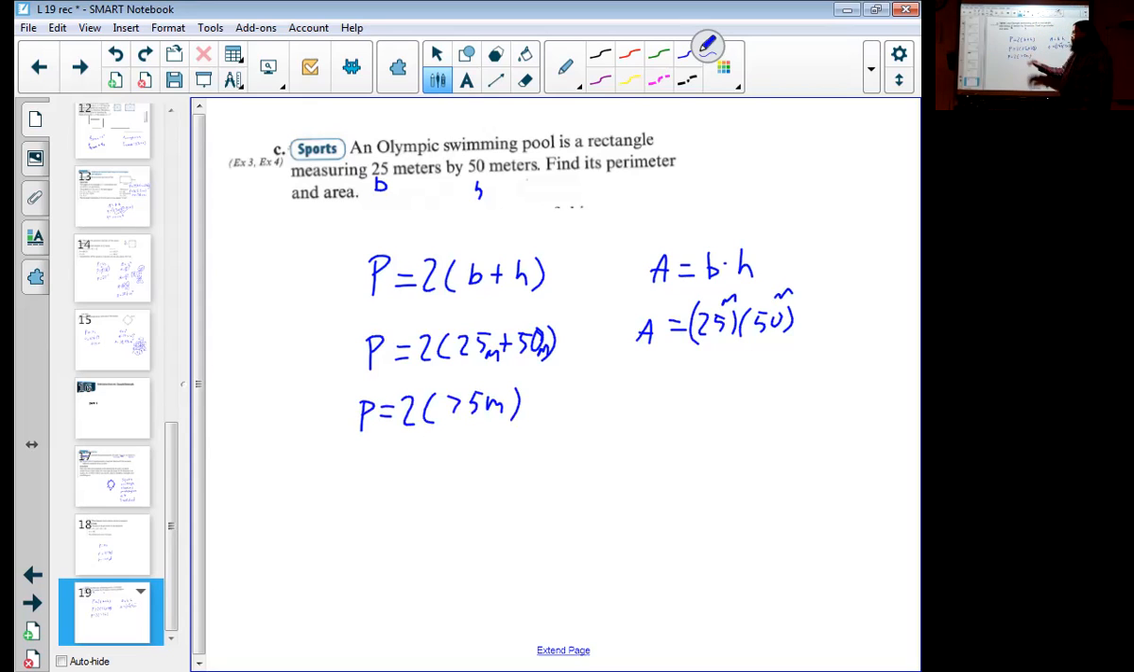If I have 6 total quarters, I know that's $1.50. So perimeter is equal to 150 meters.